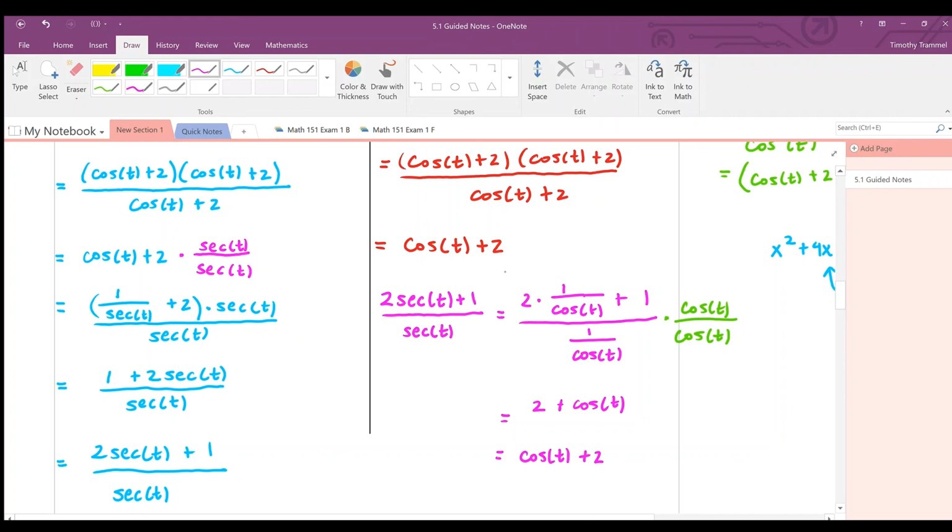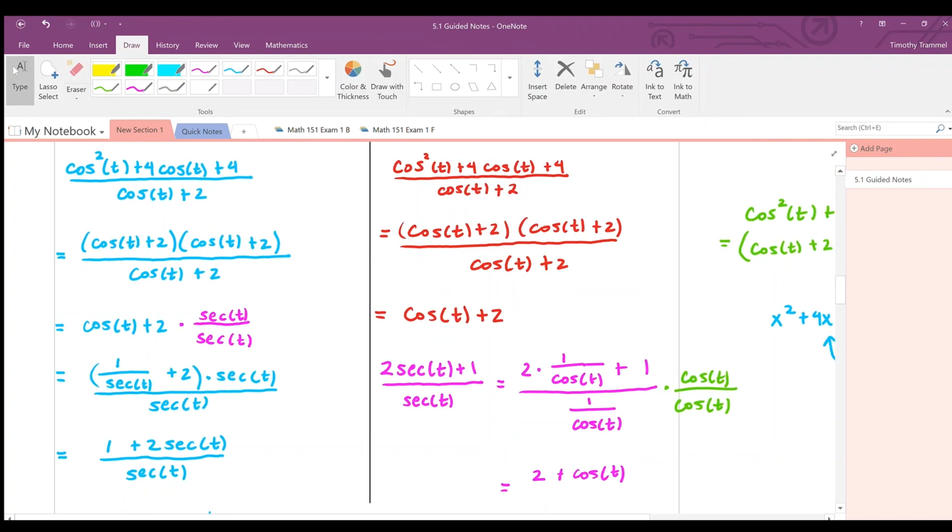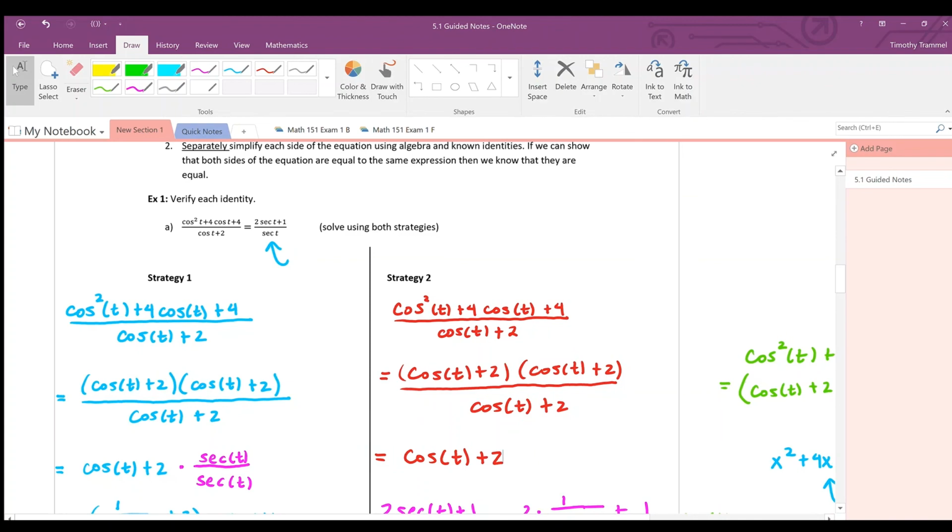So we have now shown that the right-hand side of the equation, let me point out what it was, it was this, is equal to something that the left-hand side of the equation is also equal to. The left-hand and right-hand side are both equal to cosine of t plus 2, and therefore they are both equal. Okay. So we have verified this identity, and we verified it in 2 different ways.